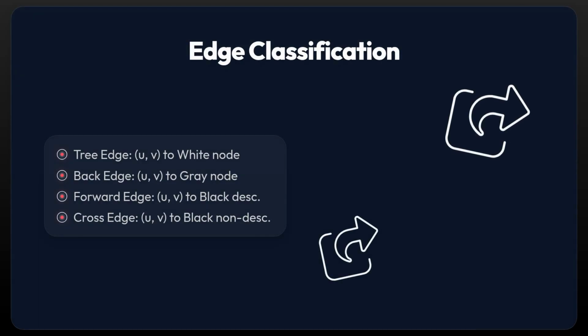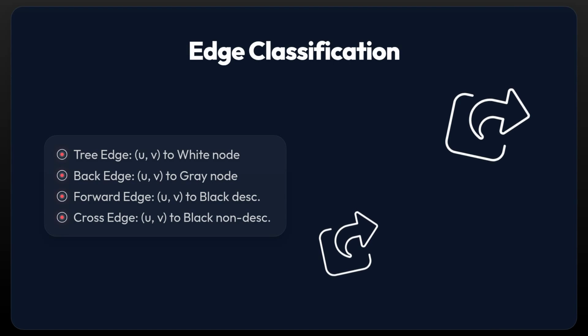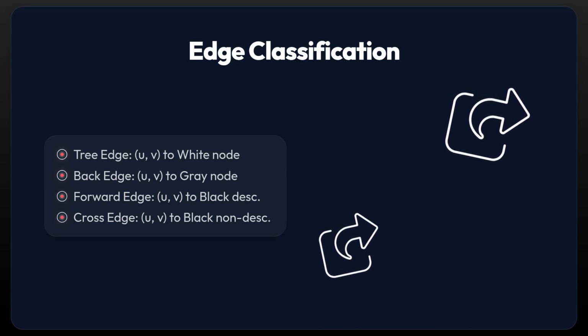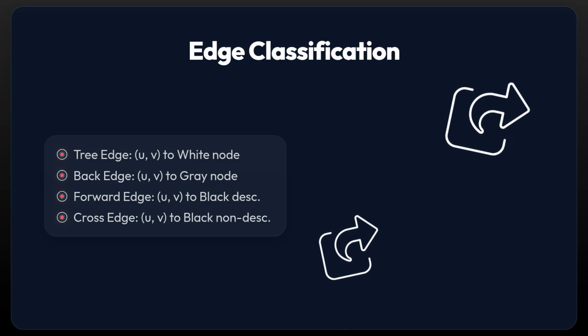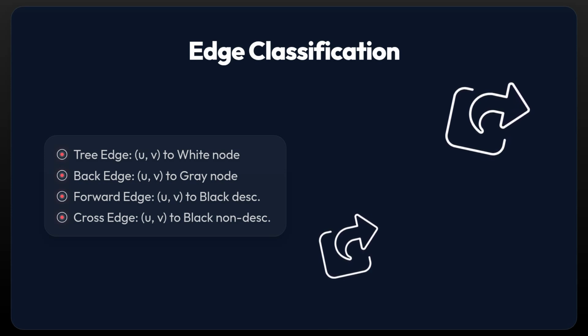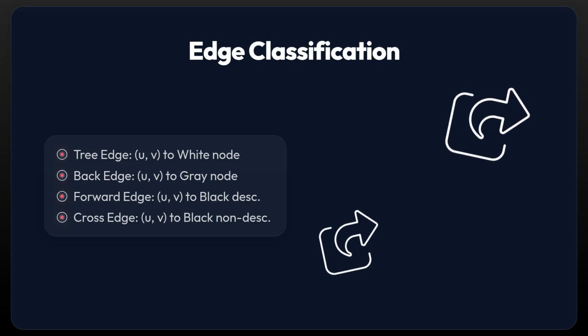DFS allows us to classify edges based on the color of the destination node. A tree edge discovers a new node. A back edge points to a gray node, an ancestor currently in the stack, which indicates a cycle. Forward and cross edges point to already finished black nodes, representing shortcuts or links between separate branches.